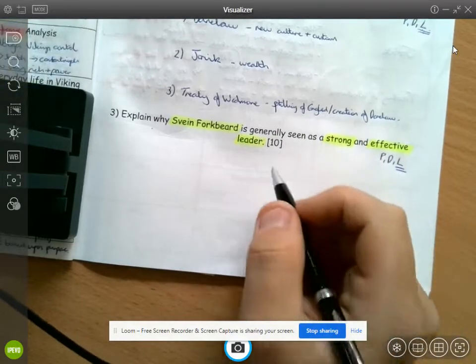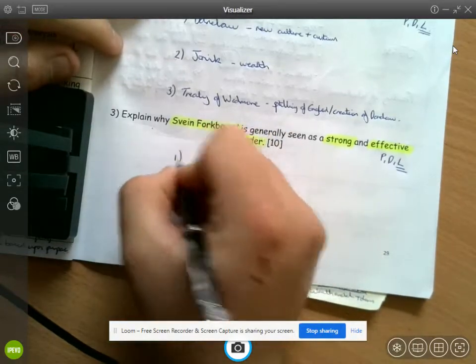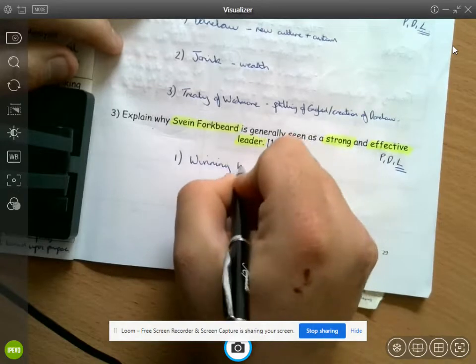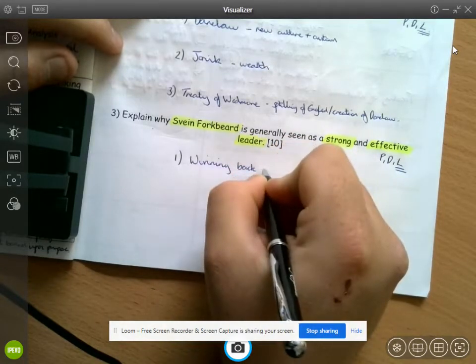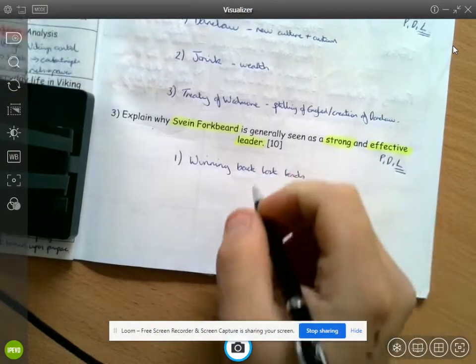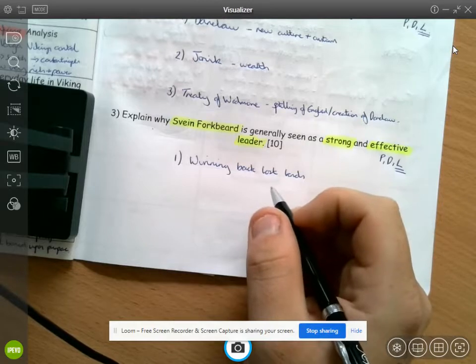The three things that I would talk about: we could talk about him winning back the throne, or winning back lost lands. We know that he loses the lands of Denmark and Norway, so we can talk about how he sort of wins those back.